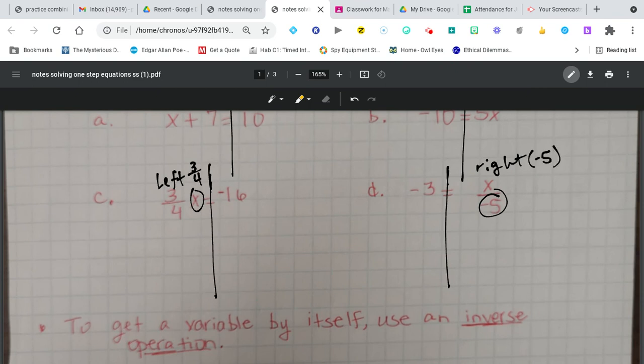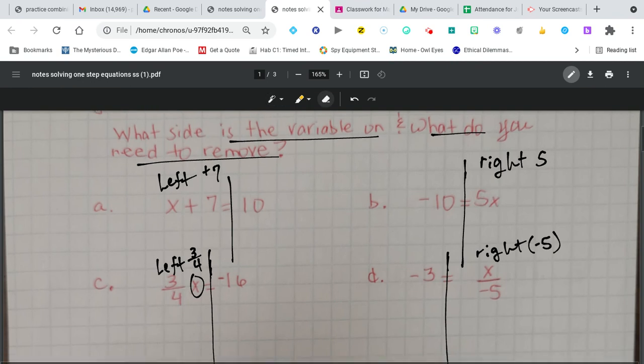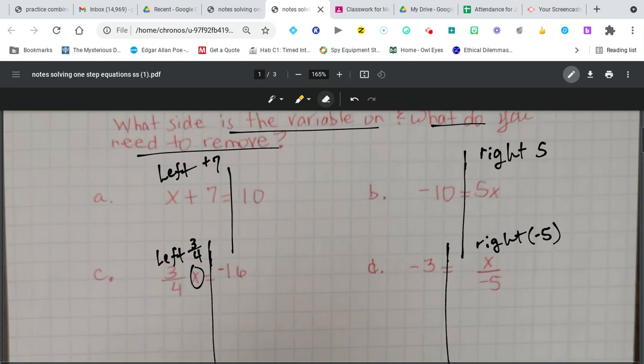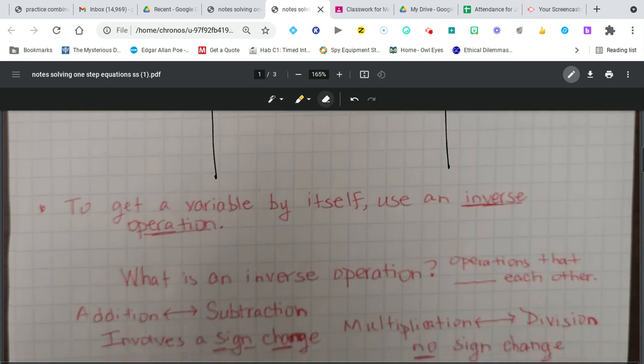So if I didn't have that -5 there, x would be by itself. Or in this particular case, if I didn't have this 7, x would be by itself. Or if I didn't have this 5, x would be by itself, okay? So that's the first thing. You have to decide what side of the line your variable is on, and you have to decide what to get rid of. Now, how we get rid of it is the next question.